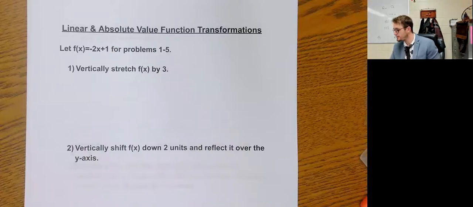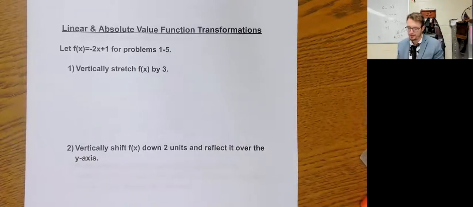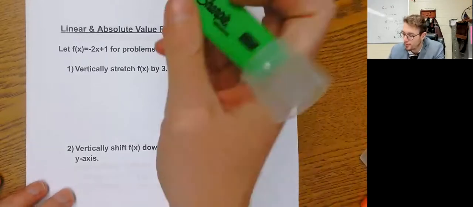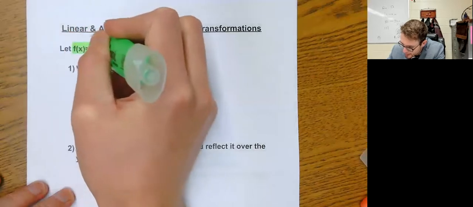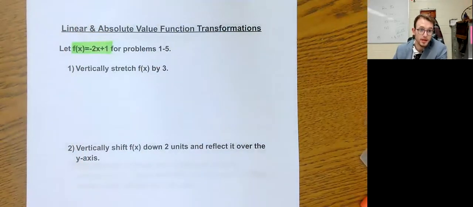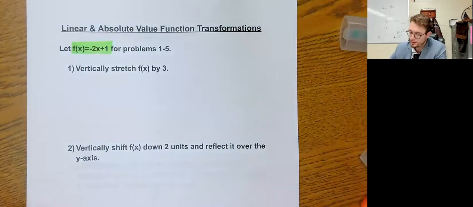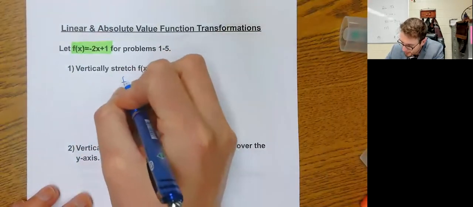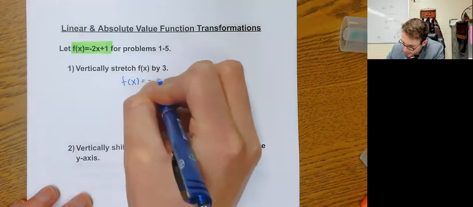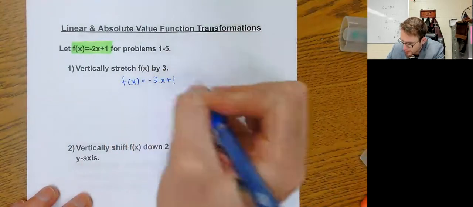So for all of these, there are certain functions that we are going to want to let f of x be. We're going to be transforming specific functions. So for problems 1 through 5, we're going to let f of x be equal to negative 2x plus 1. So that's a linear function. We're going to start off over here with f of x equals negative 2x plus 1.